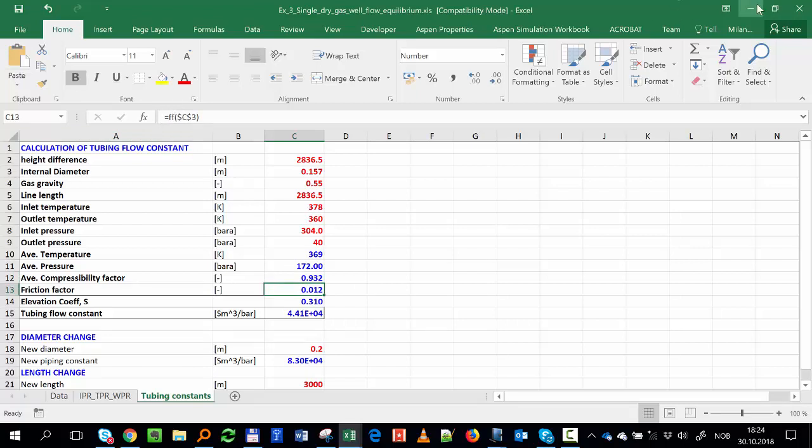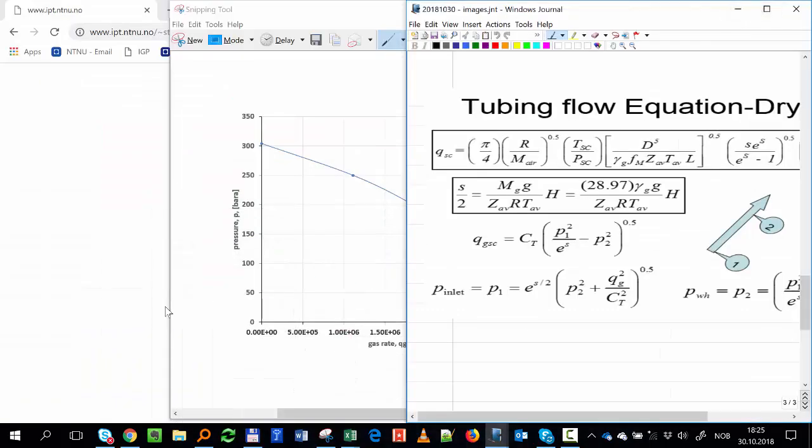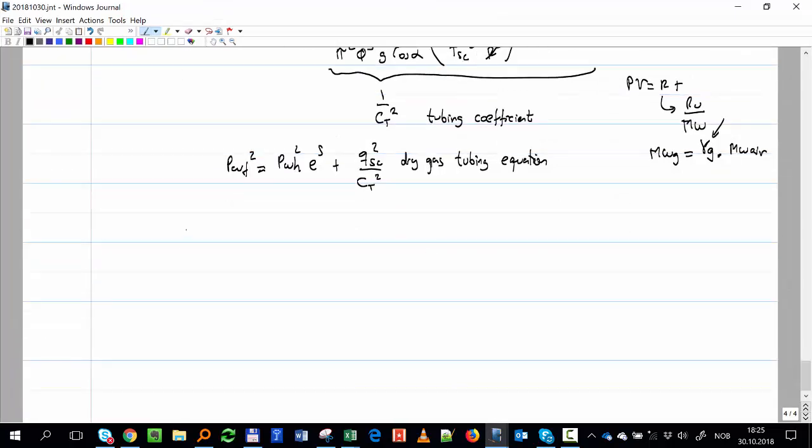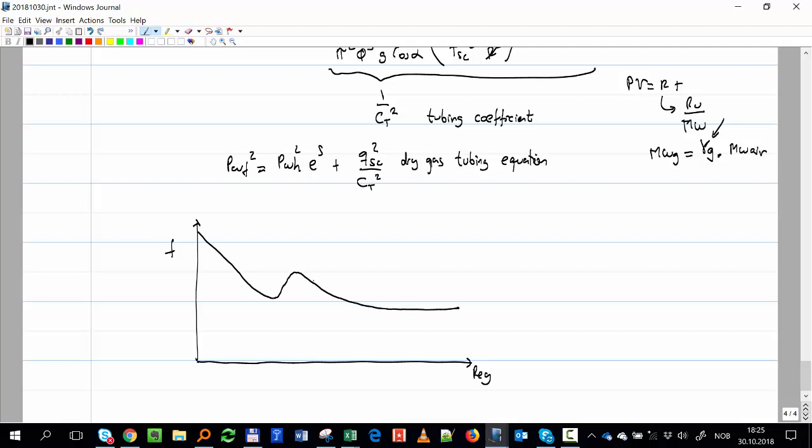How do I calculate the friction factor? Laminar, turbulent: I calculate my Reynolds number, and then I go to this chart, the friction factor versus Reynolds, the Moody chart, to find F. Reynolds is the density, the diameter, the velocity divided by the viscosity.